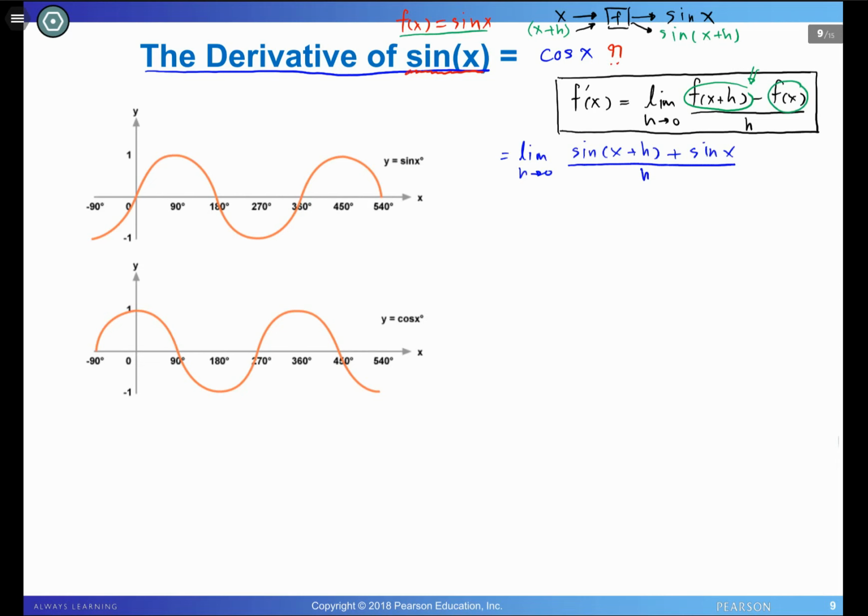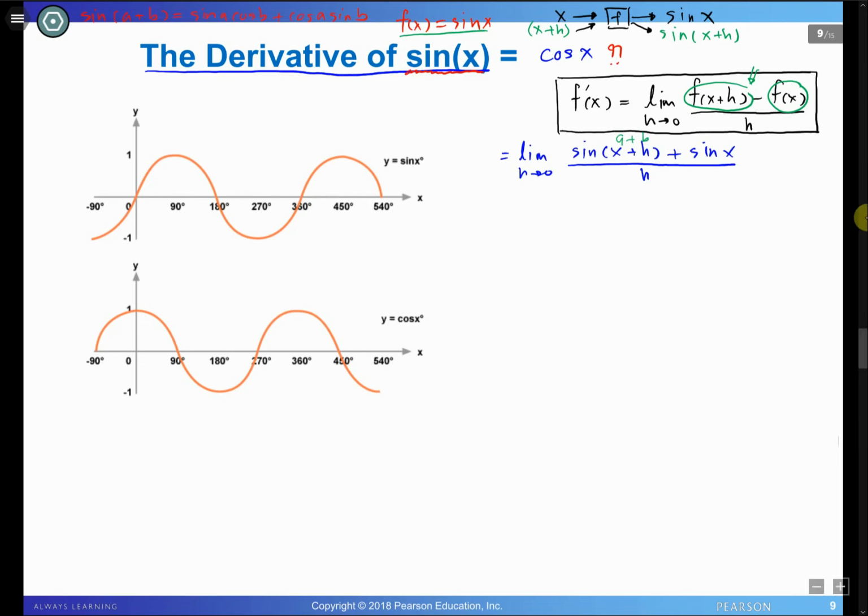Okay, now at this point we are going to do something with the terms that we have. I see this sine of x plus h, and I think I see this pattern, sine of a plus b. And I'm going to apply the trigonometry property that I learned long time ago, maybe in high school or in middle school. This property: sine of a plus b equal to sine of a cosine of b plus cosine of a sine of b. So let's use that over here on the right hand side.